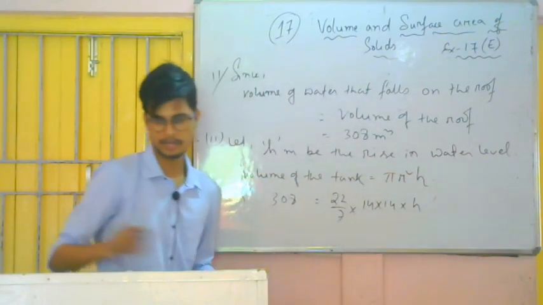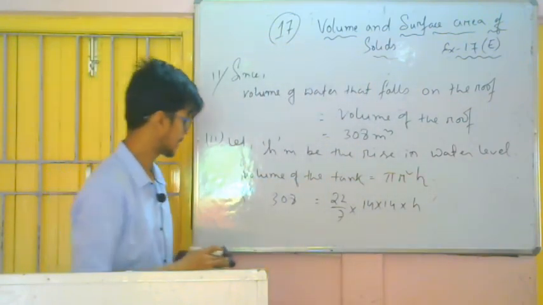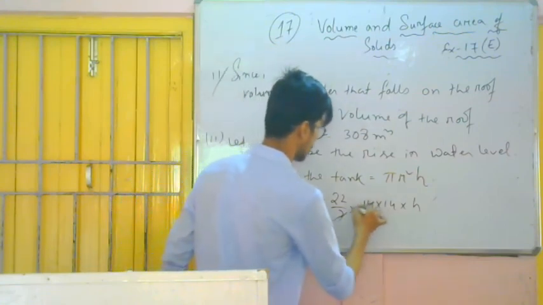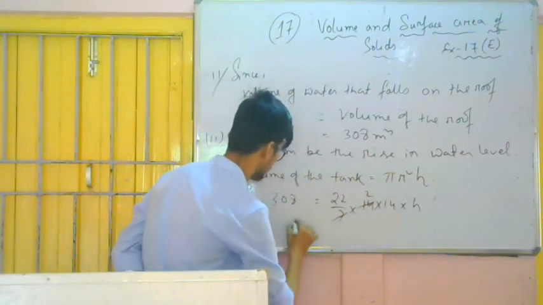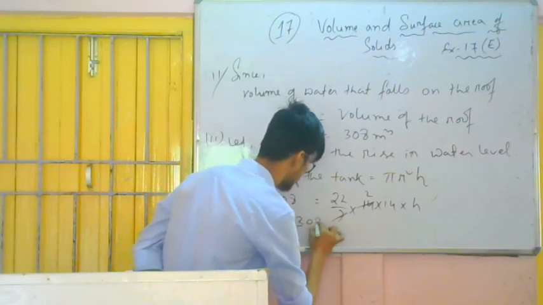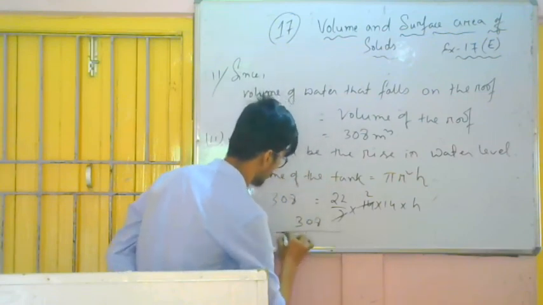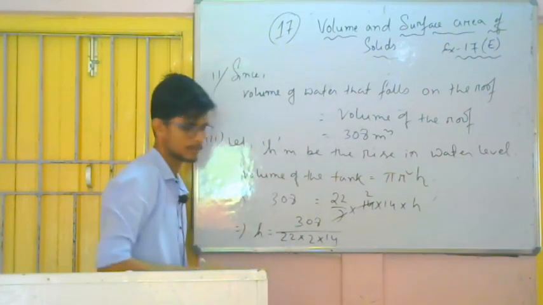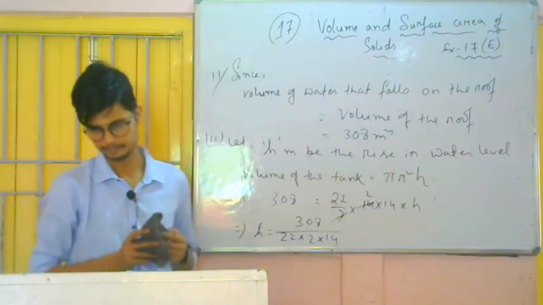So I don't know the height, question is to find the height, implies h will be equal to 308 divided by 22 by 7 into 14 into 14, that is 7 into 308 divided by 22 into 14 into 14.